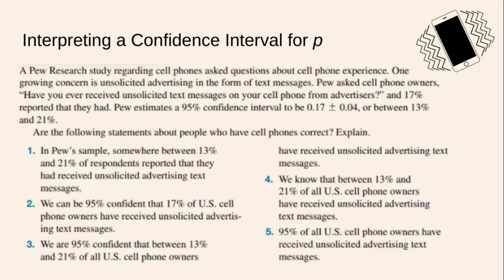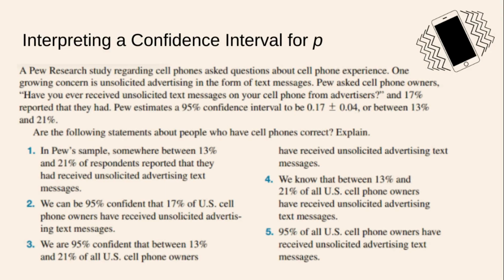Easy enough. Are the following statements about people who have cell phones correct? Explain. Read 1 through 5. Do note that 3 doesn't end with the phrase phone owners. It continues on the other side. Try numbers 1 through 5. See if you agree with that interpretation of the confidence interval. And if you don't agree with it, why don't you agree with it? Try these on your own, pause the video, unpause the video when you've tried all 5 problems. Okay, I'll assume we're ready to continue.